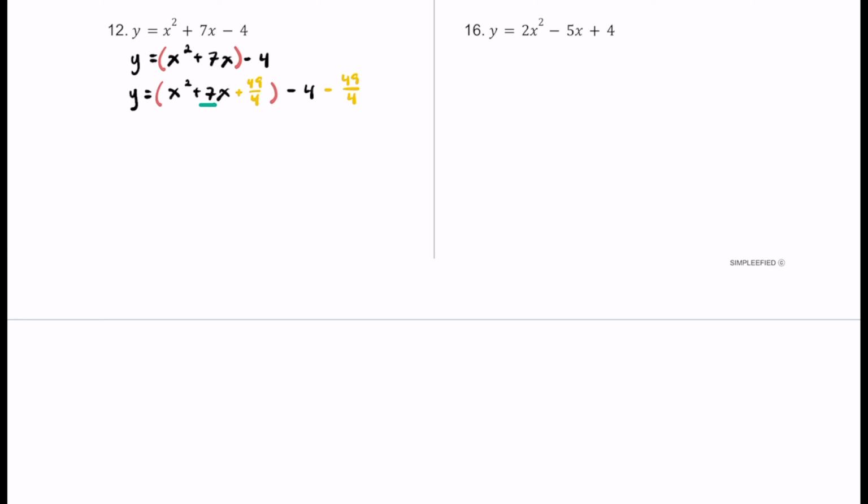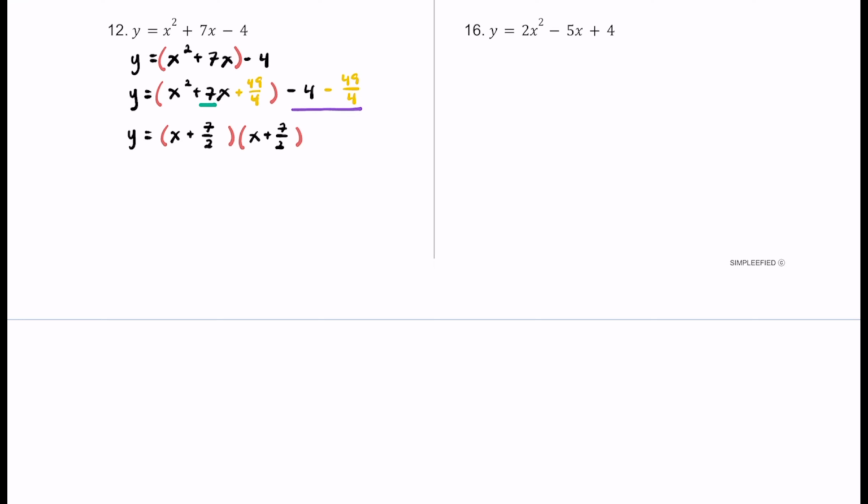So I'm going to write plus 49 over 4 on the inside and take away 49 over 4 along the outside. For our two binomials, here's what we're going to have. Let's just go ahead and open these up. And on the inside here, let's do x plus the square root of this 49 over 4, which is just 7 over 2. Remember, it's just half of the b term, so it's going to be x plus 7 over 2 squared.